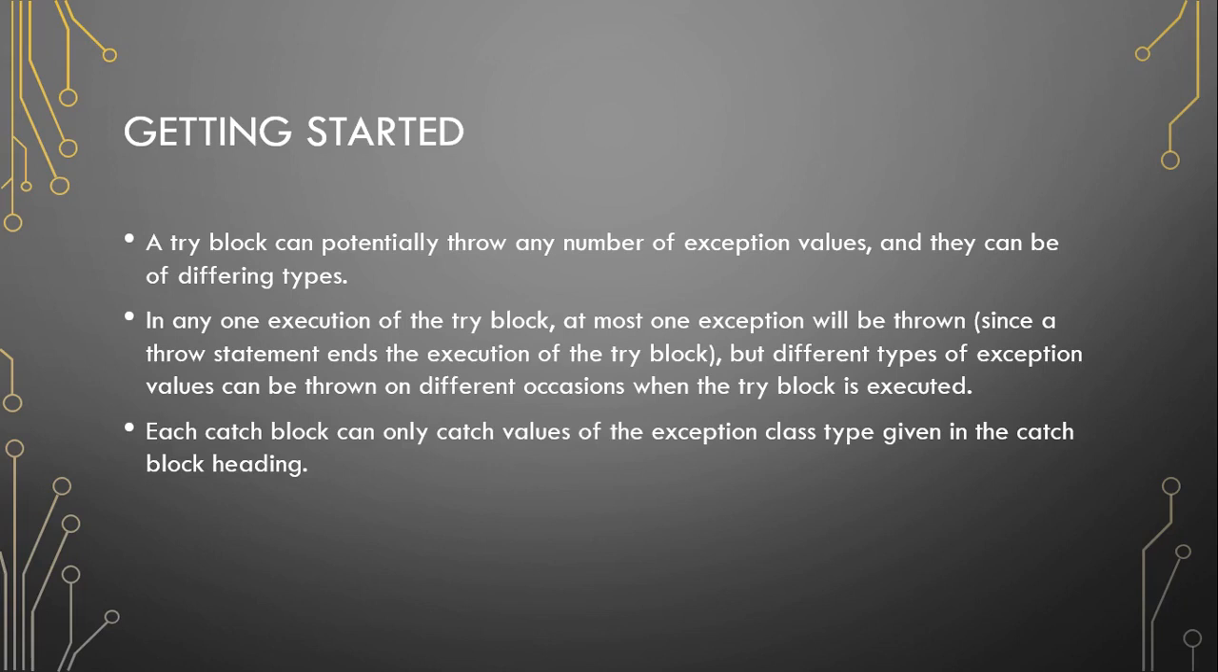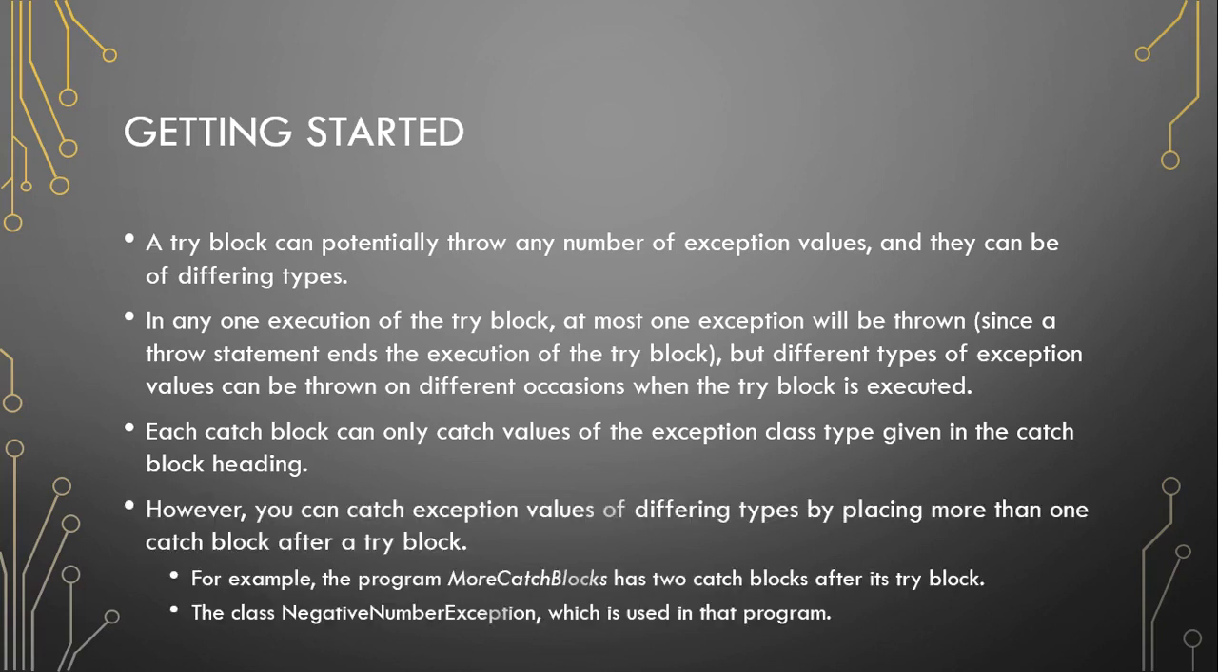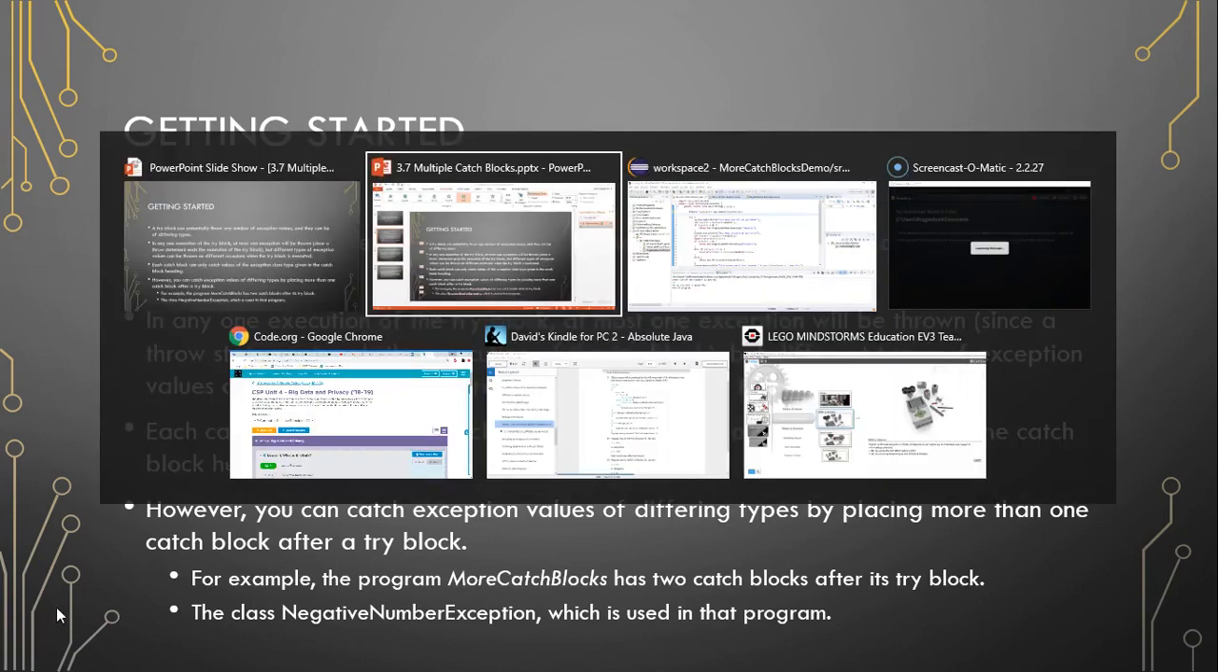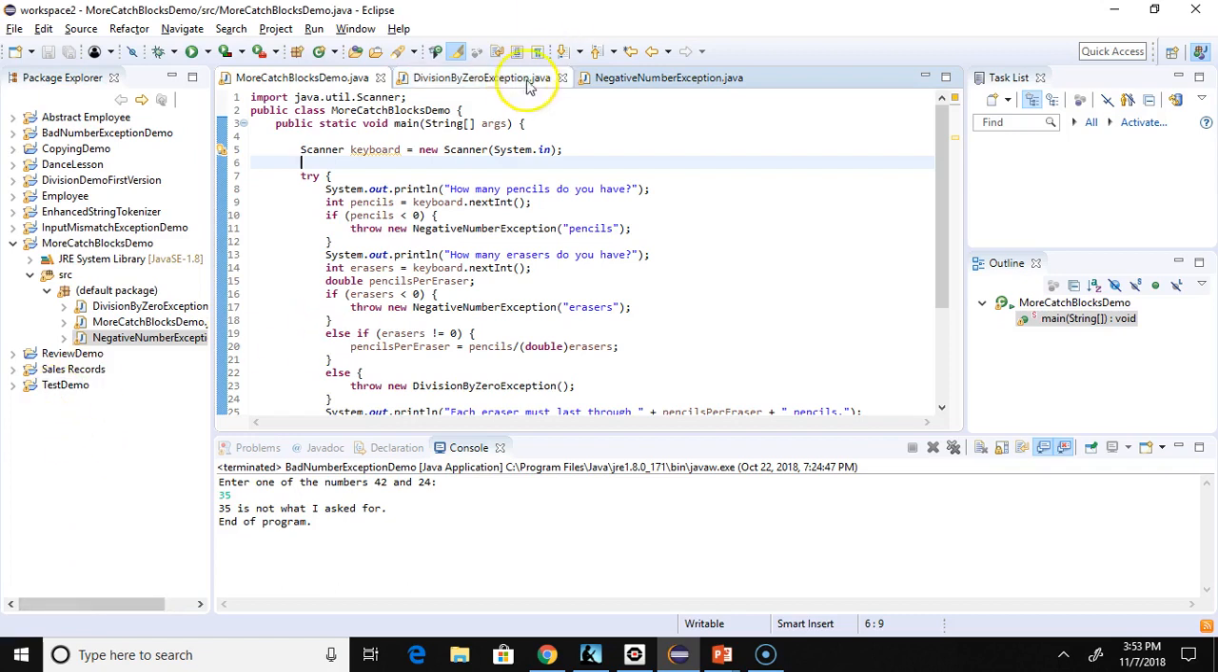Now, each catch block can only catch values of the exception class type given within the catch block heading. However, you can catch exception values of differing types by placing more than one catch block after a try block. So, for example, the program catch more blocks has two catch blocks after its try block, and of course our class negative number exception is used there. And also we are going to be using division by zero.